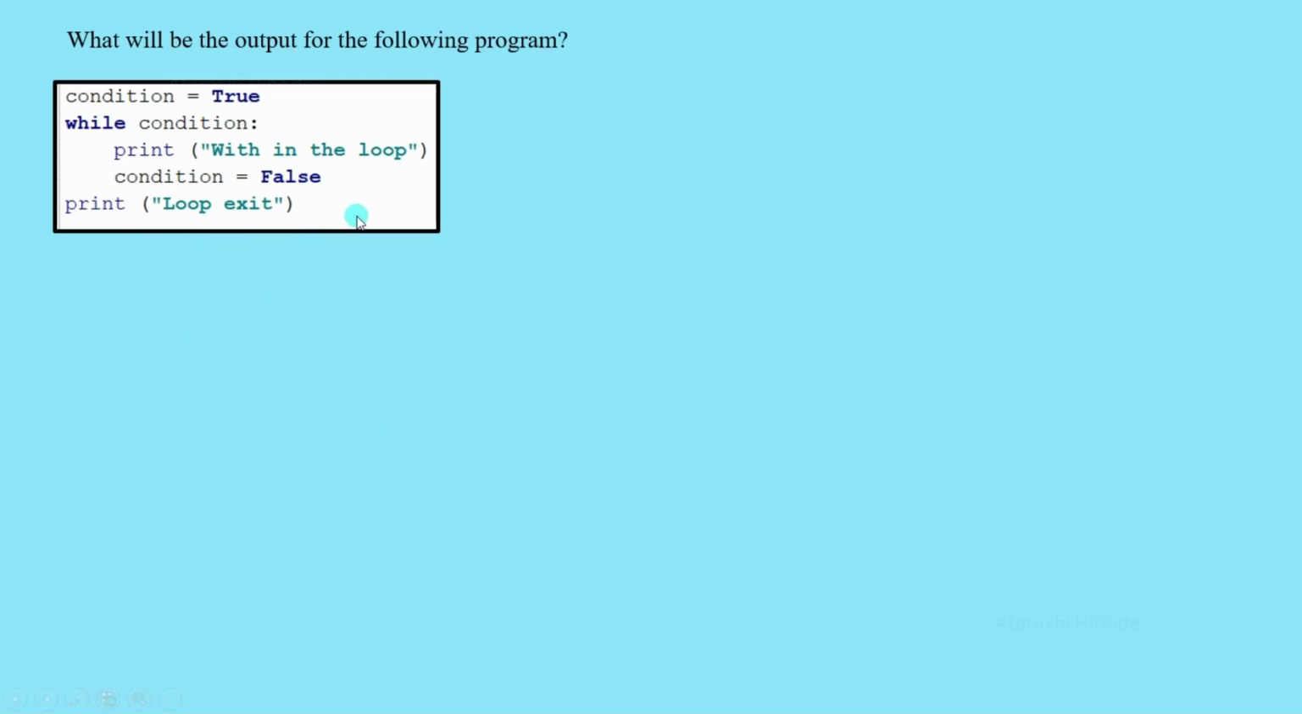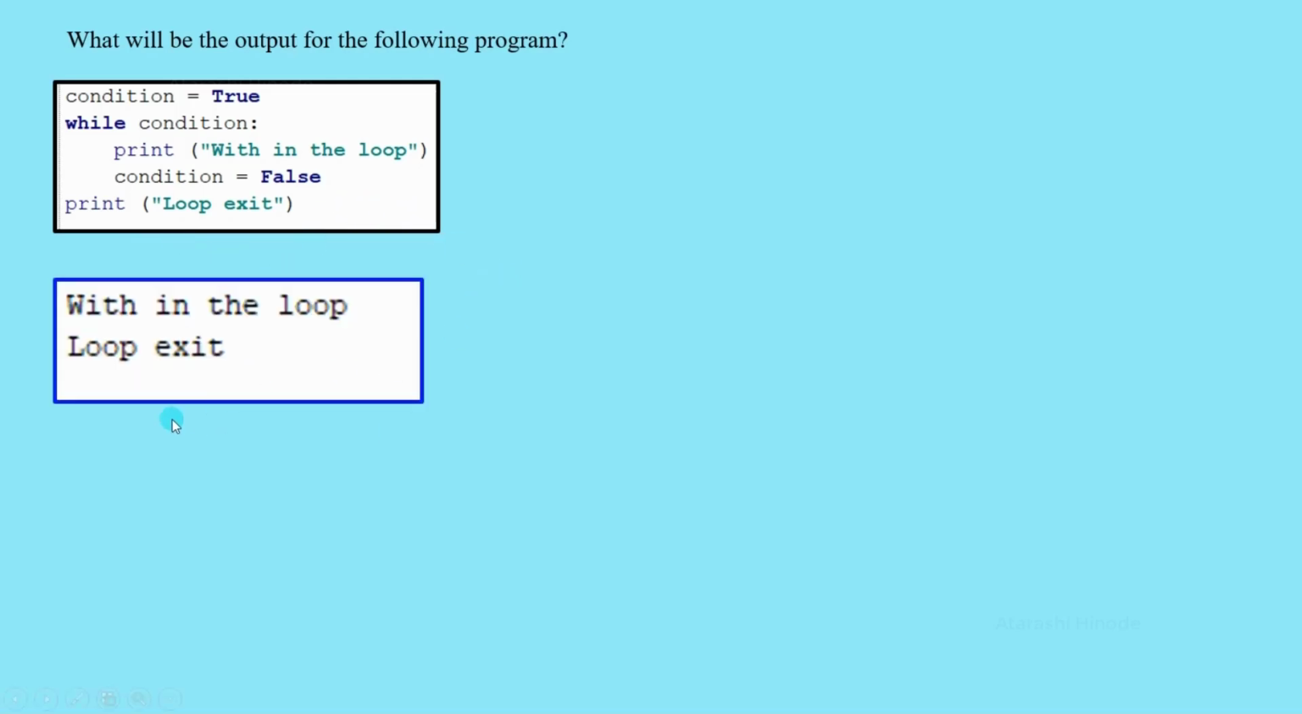So executing this will give the following output. Once it is inside the loop, it will print within the loop, that is our first statement inside the loop, and after assigning the variable the false keyword, Python will go outside the loop and print the statement outside, that is loop exit in our case.